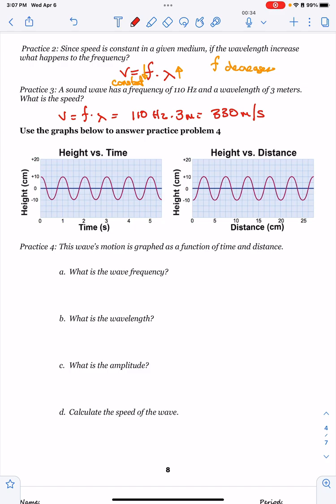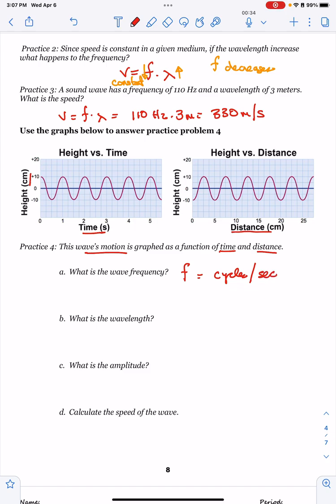Practice 4. Here are a couple of graphs. One is the height of the wave in centimeters versus time, and one is the distance that the wave travels versus the height. At a specific distance, what is the height of the wave? The wave's motion is graphed as a function of time and distance. So what is the wave frequency? The wave frequency, f, is the number of cycles per unit of time, per second.